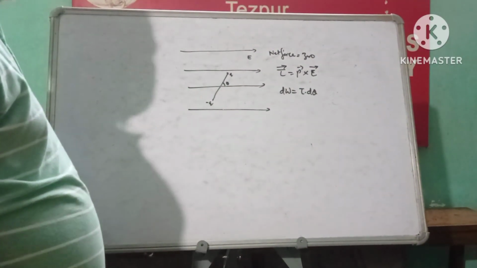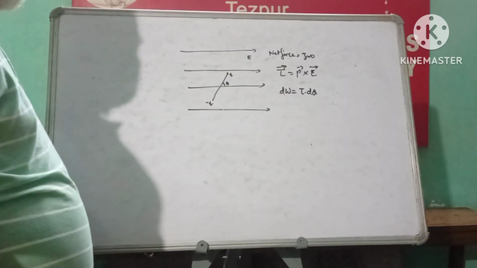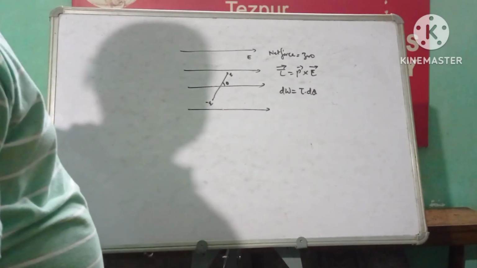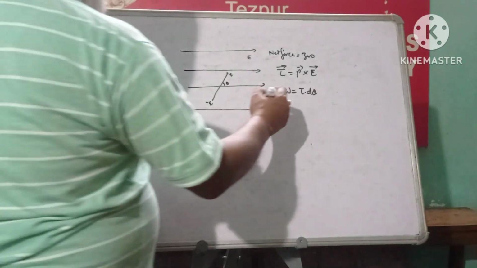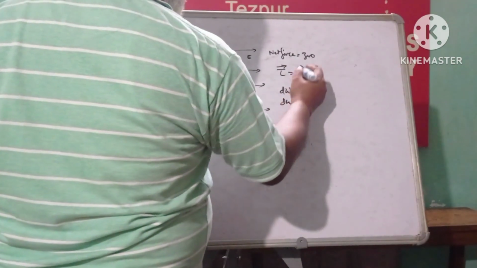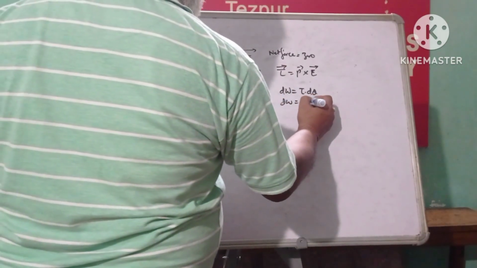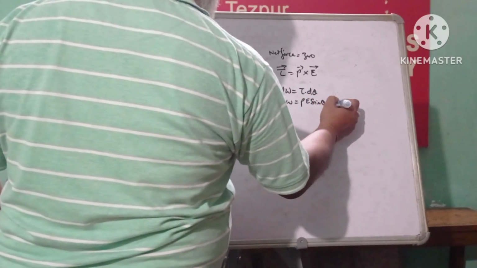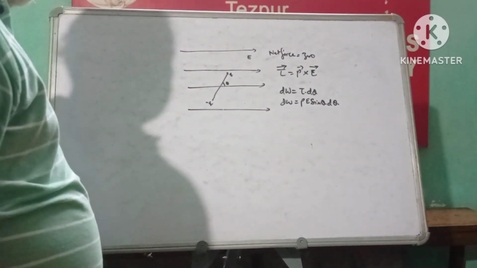This is your turn. I have written all this in scalar form because we are going to derive the work done magnitude. So here dW, what is dW? Because it is a cross product, this will be dE sine theta d theta.